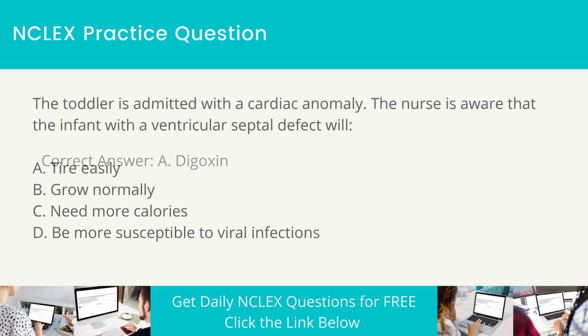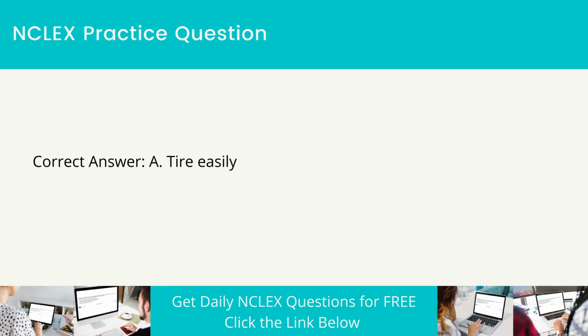The toddler is admitted with a cardiac anomaly. The nurse is aware that the infant with a ventricular septal defect will tire easily, grow normally, need more calories, be more susceptible to viral infections. The correct answer is tire easily. The toddler with a ventricular septal defect will tire easily.